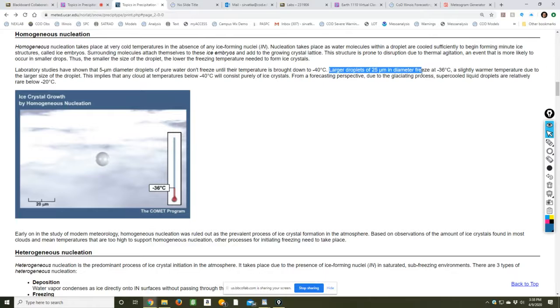It says here larger droplets freeze at -36. So the larger the droplet, the easier it is to freeze. So when we talk about sleet, sleet is a raindrop that turns into an ice pellet. That's called sleet, S-L-E-E-T. The raindrop itself freezes. It doesn't take much temperatures below freezing to have that happen.